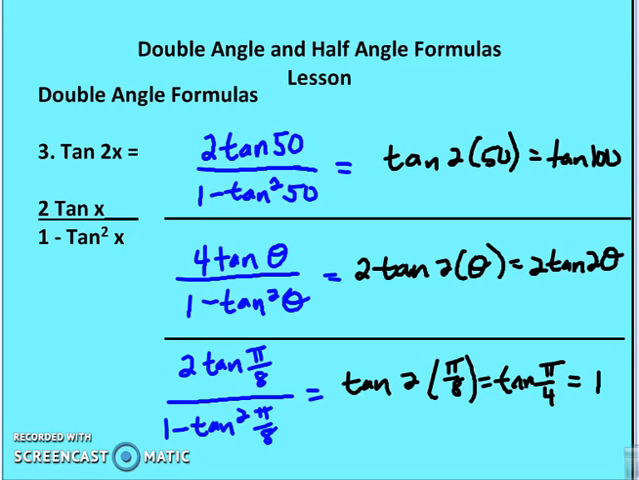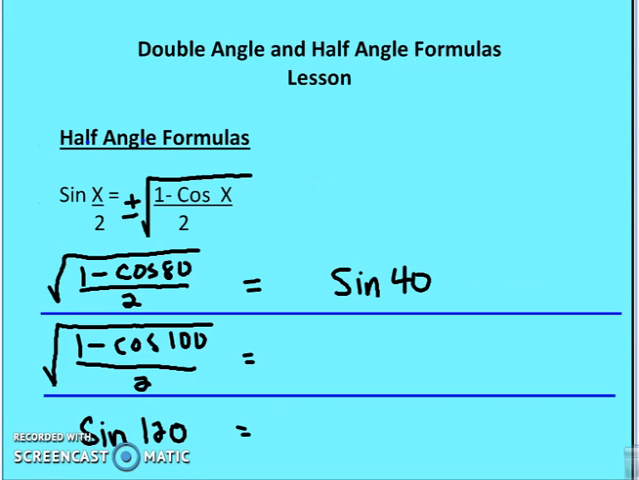All right, going into half angle formulas. Half angle formula for sine is equal to plus or minus the square root of 1 minus cosine x over 2. So I'll give you an example here. Again we're condensing: the square root of 1 minus cosine 80 over 2 is going to be sine of 40. So you take care of the second and third.